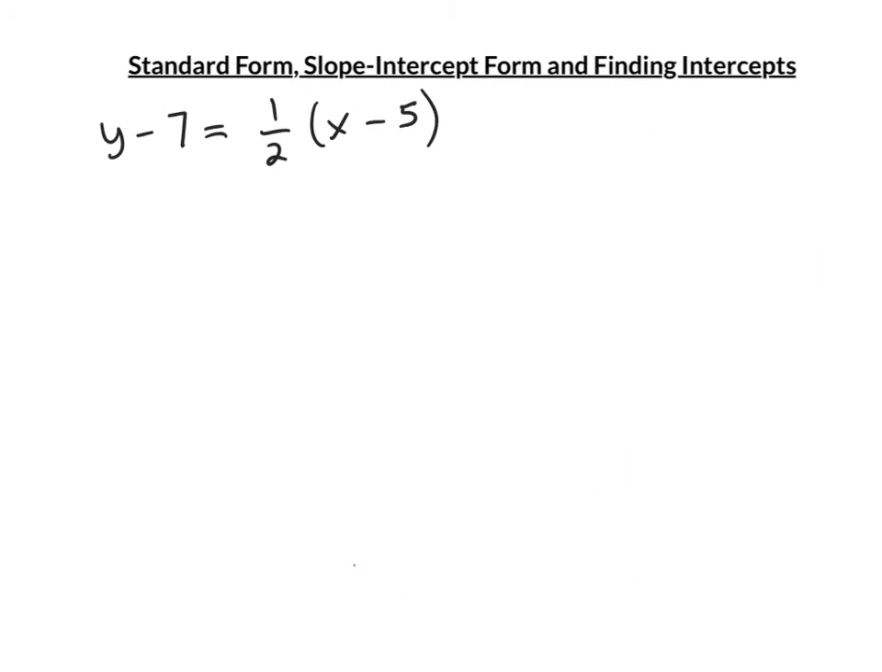Here's another example we're going to put in standard form. Y minus 7 equals, and we'll distribute 1/2 to both. 1/2 times x is 1/2 x. And when I take 1/2 times 5, it's 5 over 1, which is just 5 over 2. The 5 is over 1. 1 times 5 is 5 up top, and 2 times 1 is 2 below.